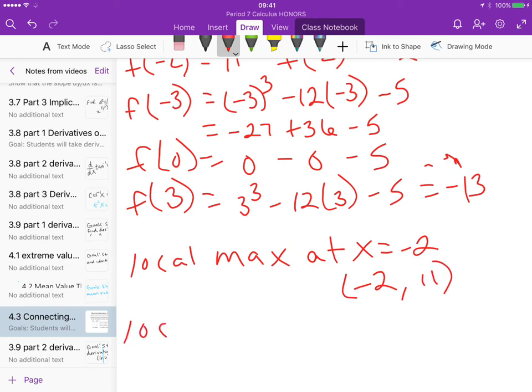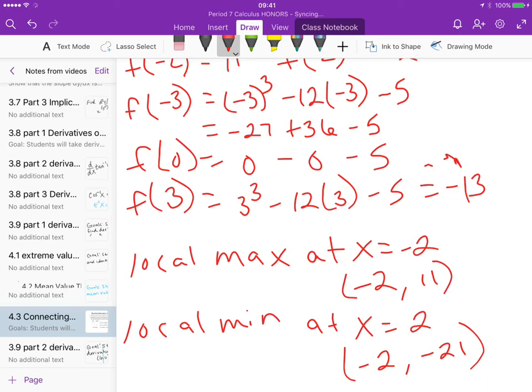And then we're going to have a local minimum at x equals +2, or at 2, -21, because we were going from negative onto positive in this case. So it's showing that swoop down at the bottom.